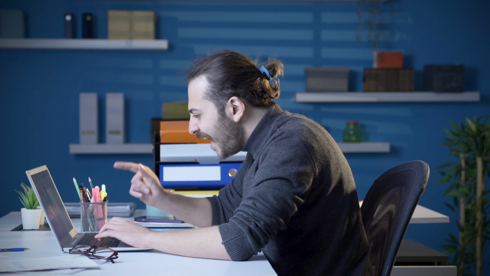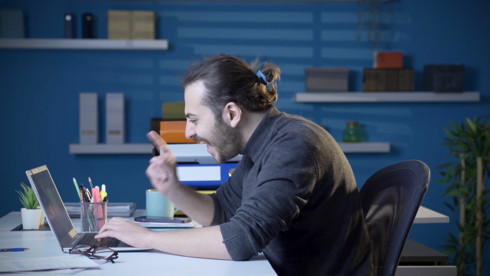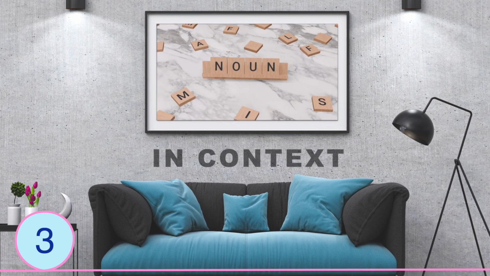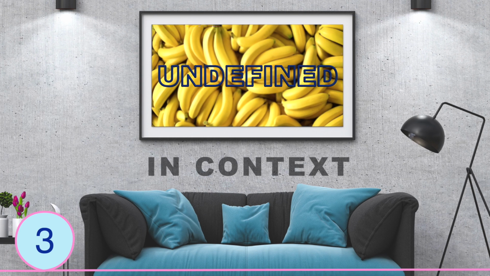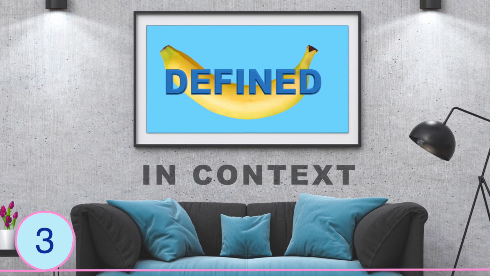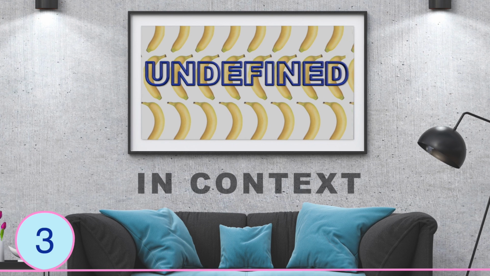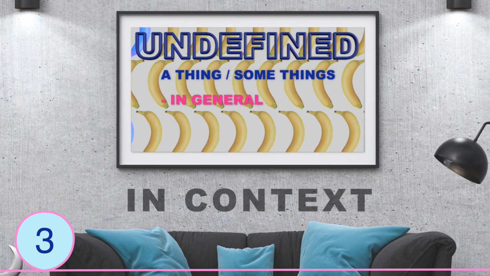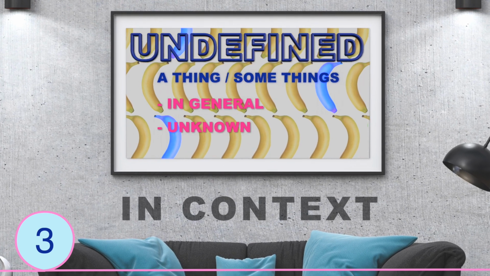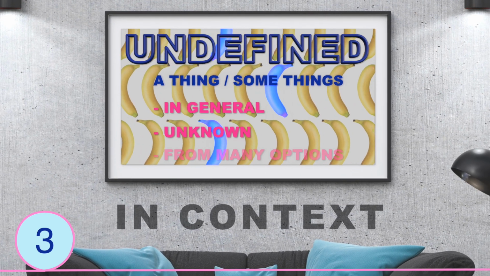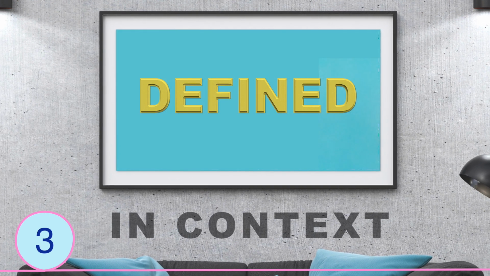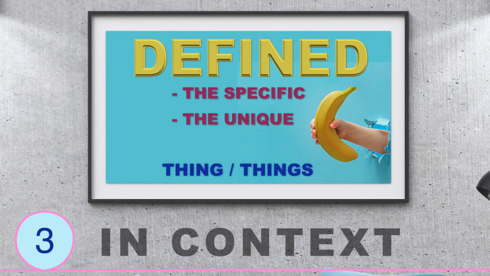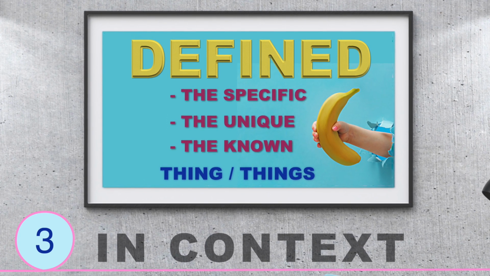So once we have found a noun without another determiner in front of it, the third step is to look at the context of the sentence and figure out if it is undefined or defined. Undefined means that it is being used to refer to something in general, that it is one as yet unknown thing or some things from all the options available. Defined means that it is something specific, unique, or is already known to us.